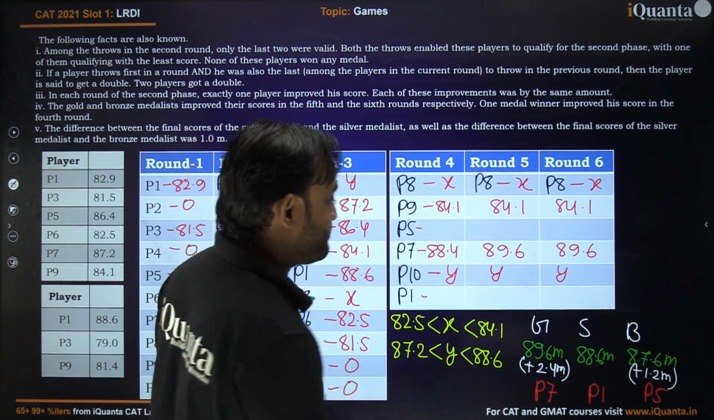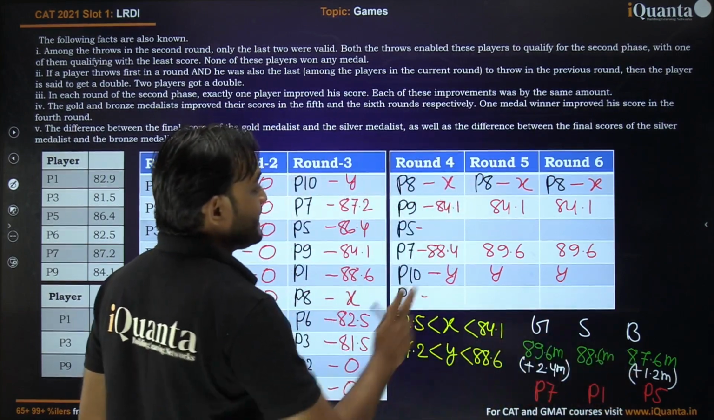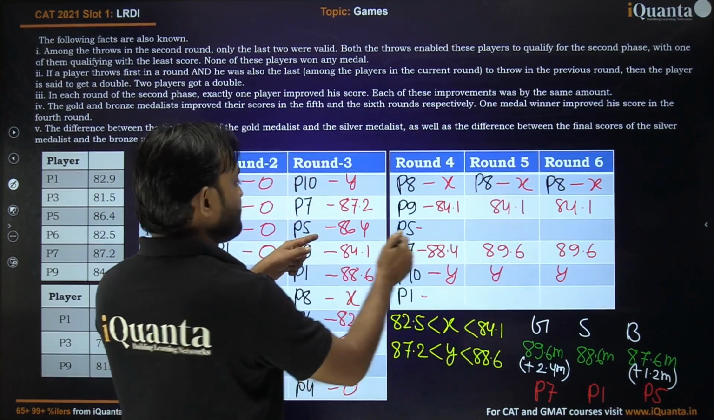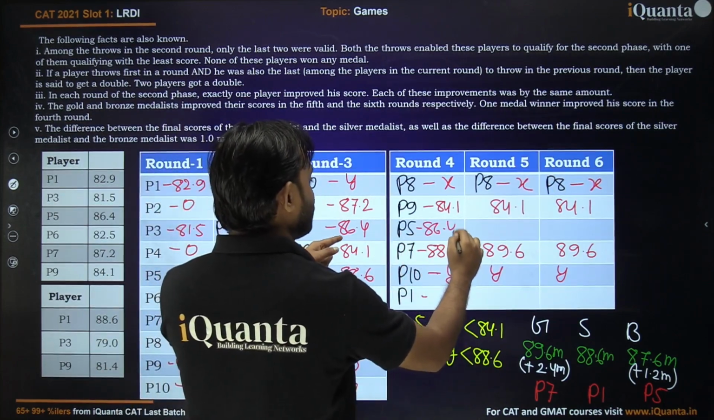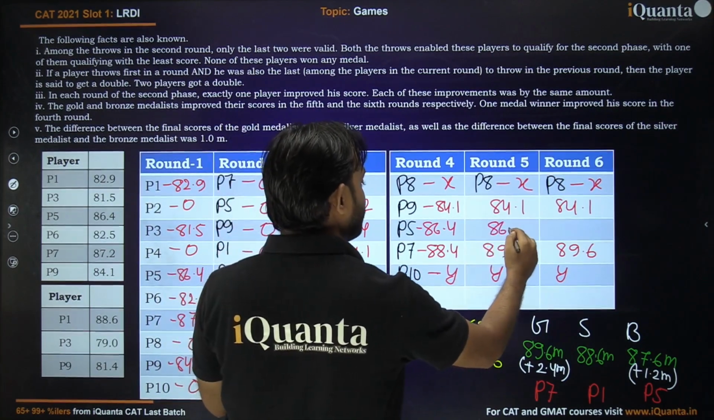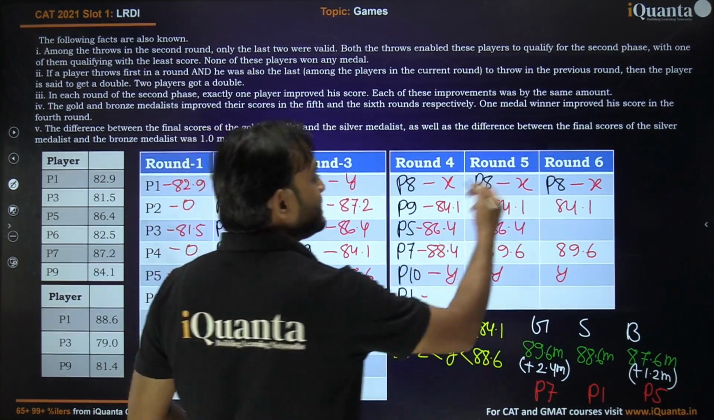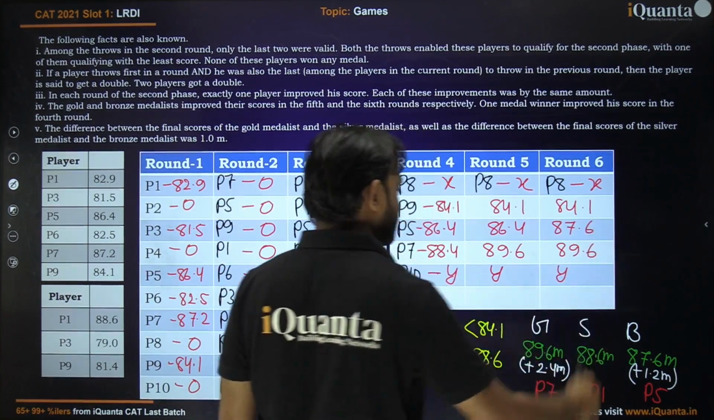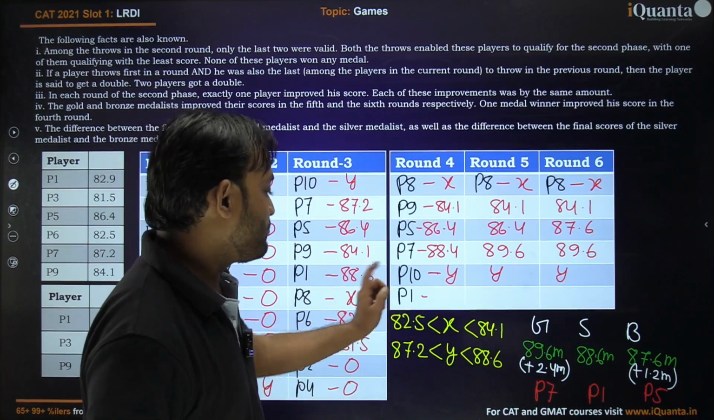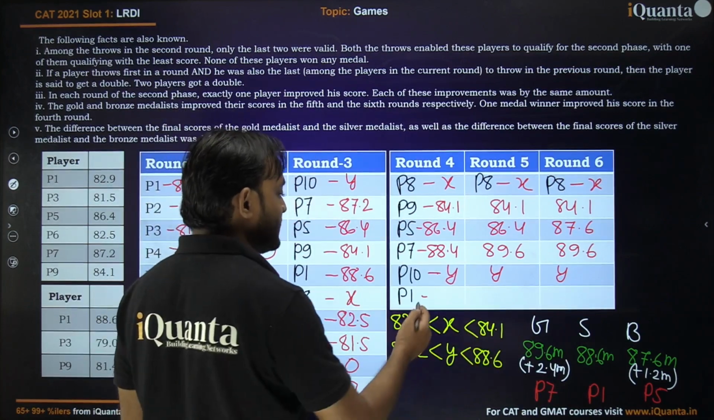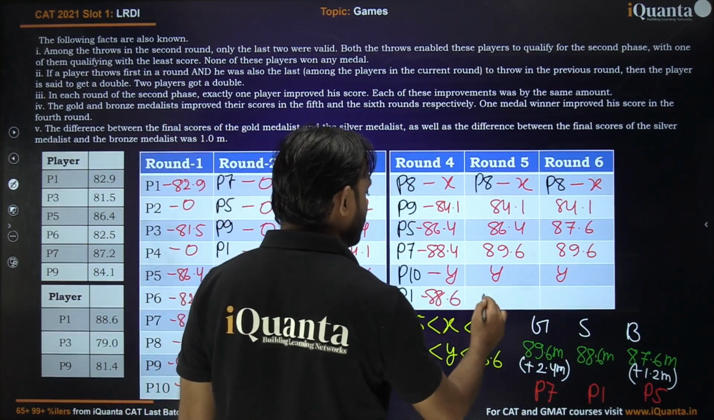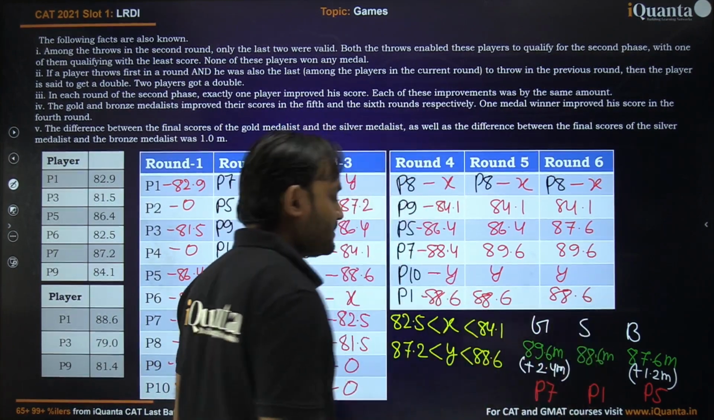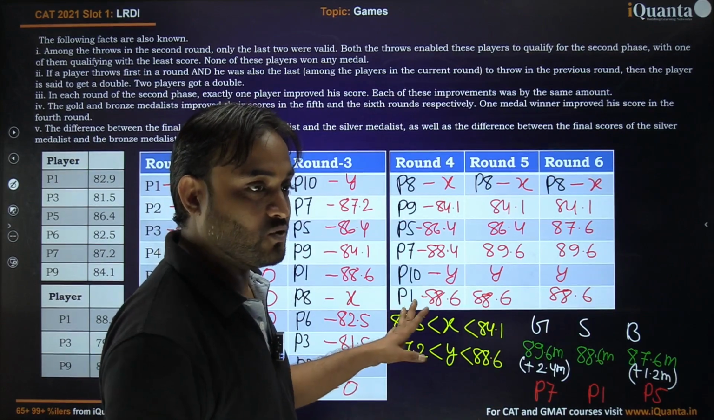What about P5? P5 improved once, in the 6th round. The bronze medalist improved in the 6th round. So P5 was 86.4 after the 4th round and after the 5th round also, but in the 6th round he became 87.6. Now, what about P1? P1 is our silver medal winner. He also did not improve, but his score in the 3rd round was good enough to get him a medal. So this is the whole table, right?